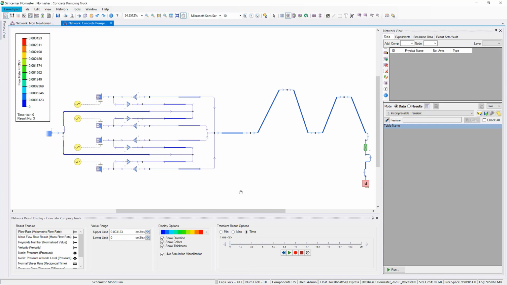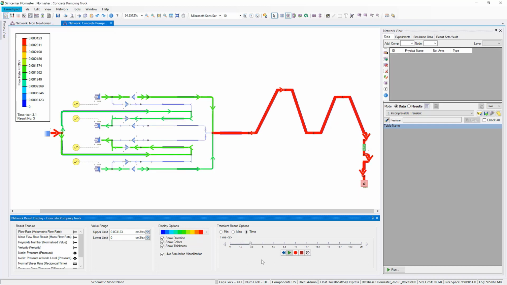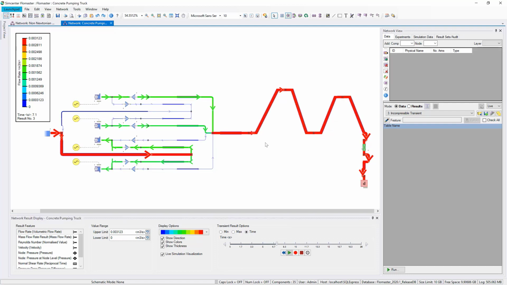When this simulation is run, we can see how the fluid behavior affects the simulation. We can see how the fluid is drawn into each of the cylinders and then pushed out. This is the main driver of the fluid flow, as concrete is difficult to move around due to its non-Newtonian characteristics. We can see how the fluid flows through the pipework and then out through the arm.